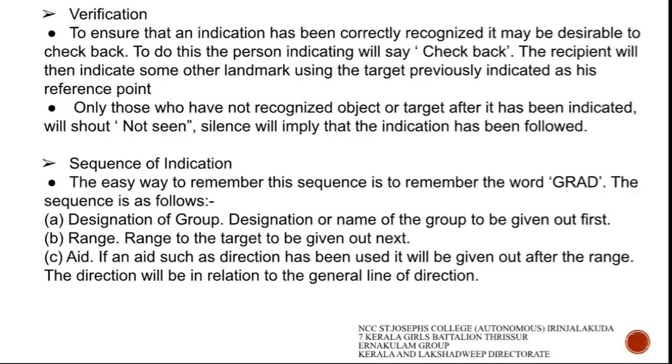Sequence of indication. The easy way to remember the sequence of indication is to remember the word GRAD. The sequence is as follows. Designation of group: the designation or name of the group is to be given out first. Then secondly, range: the range of the target is to be given out next. Aid: if an aid such as direction has been used, it will be given out after range. The direction will be in relation to the general line of direction.